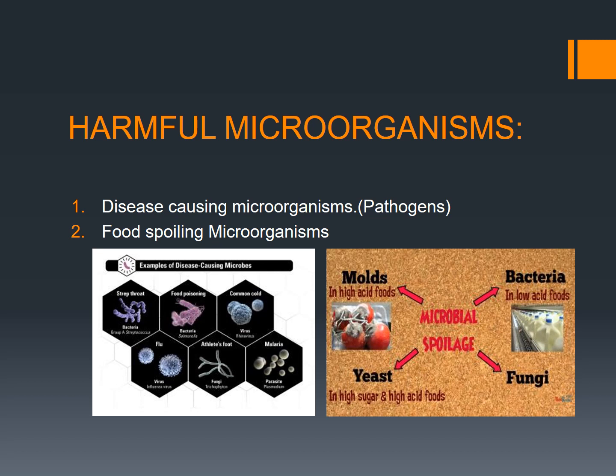Another harmful effect of microorganisms is food spoiling. Food spoiling microorganisms are those organisms which make food spoiled and cause food poisoning. Food gets spoiled due to the action of microorganisms such as bacteria and fungi. Microorganisms grow on food items and multiply when favorable conditions are available. Now, what are the favorable conditions? Moisture, warmth, and air support the growth of microorganisms.